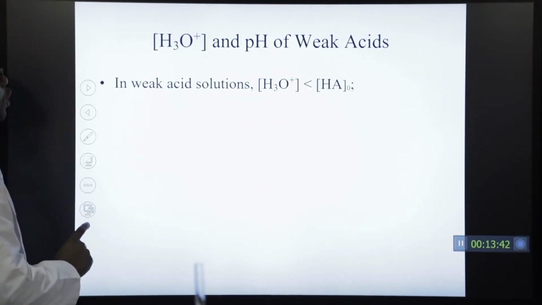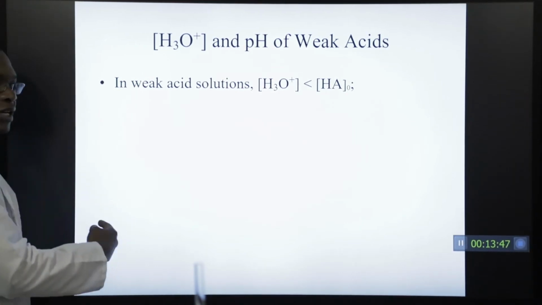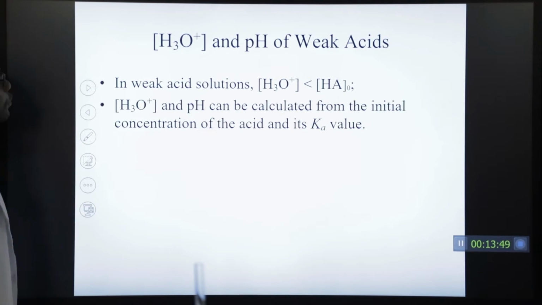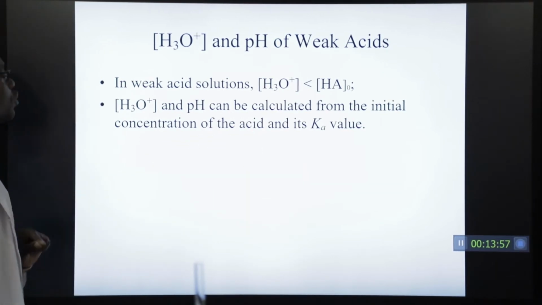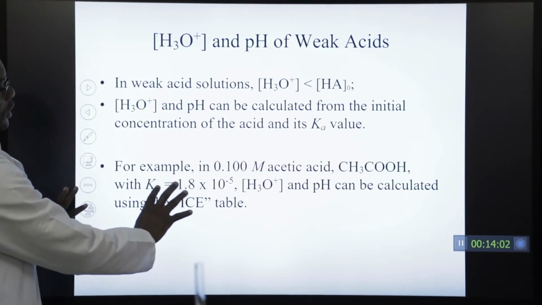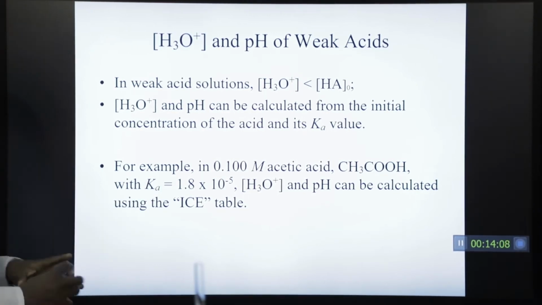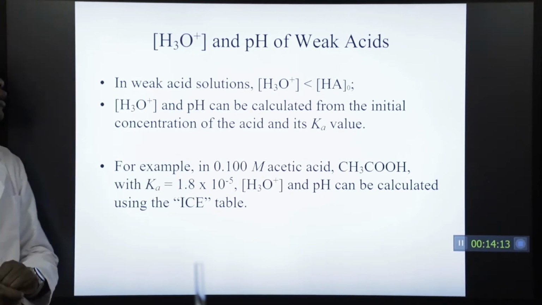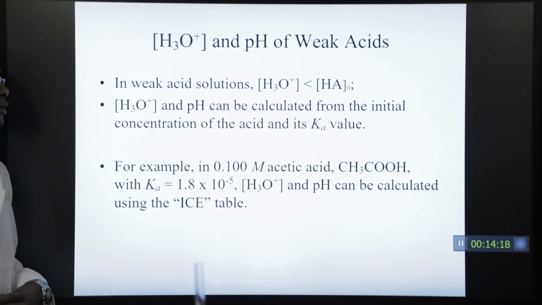So this is what we are going to do, and I want you to take a closer look at the changes in the steps of application we are going to do here. Take, for example, where the hydronium ion and pH can be calculated from the initial concentration of the acid and its Ka value. We've got a weak acid, acetic acid, with a concentration of 0.1 molar, and its Ka value is equal to 1.8 times 10 to the power minus 5.